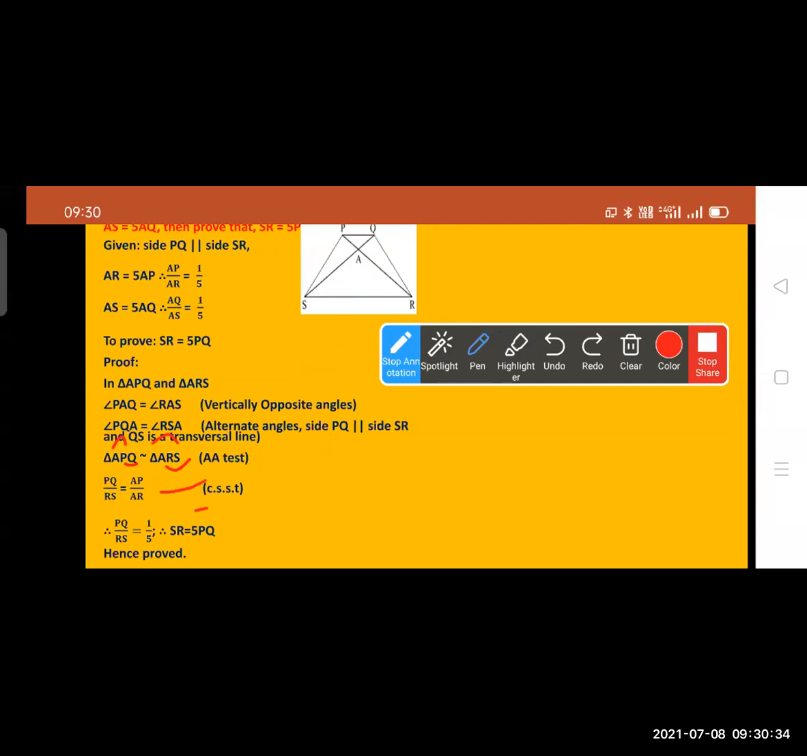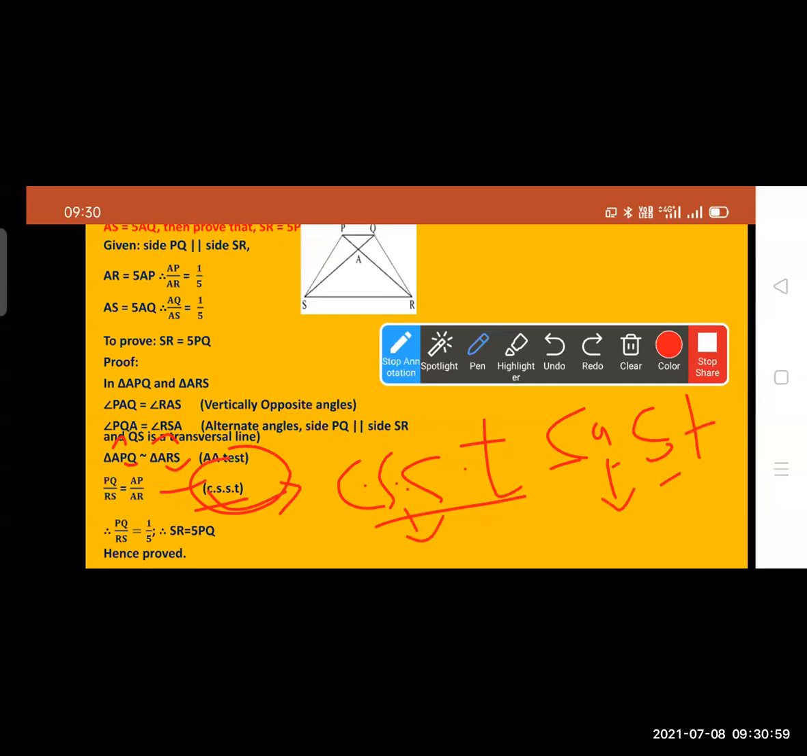Okay, that is CSST, which stands for corresponding sides of similar triangles, and CAST stands for corresponding angles of similar triangles. A stands for angle and S stands for side. So corresponding sides of similar triangles and corresponding angles.